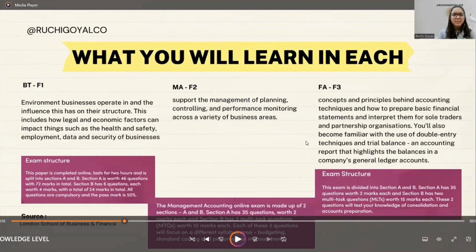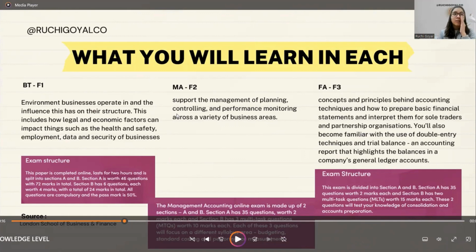These are called F1, F2 and F3. F1, that is Business and Technology, talks about the legal and economic factors. 99% of this subject is basically theory. I have also included how this is going to be asked in your paper, so what will be the exam structure. It is important to get an idea of what the subject has to offer, because you get an idea of what you are approaching. When it comes to Business and Technology overall, it is more about employment data, security of business, legal aspects and economic factors.